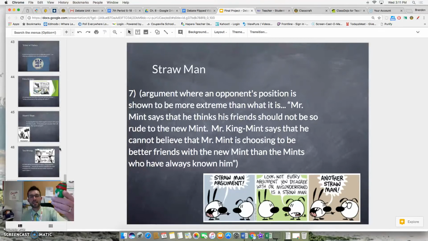So Mr. Mint might think that his friends should not be so rude to the new Mint, Mr. Egypt Pen Mint. However, Mr. King Mint, who right now is not available, he says that Mr. Mint is choosing to be better friends with the new Mint than the mints that have always known Mr. Mint. Again, that's a straw man. You're making something seem worse than it actually is.